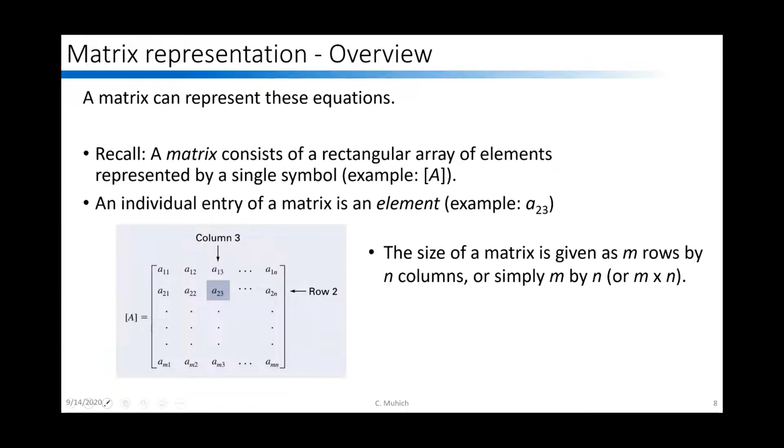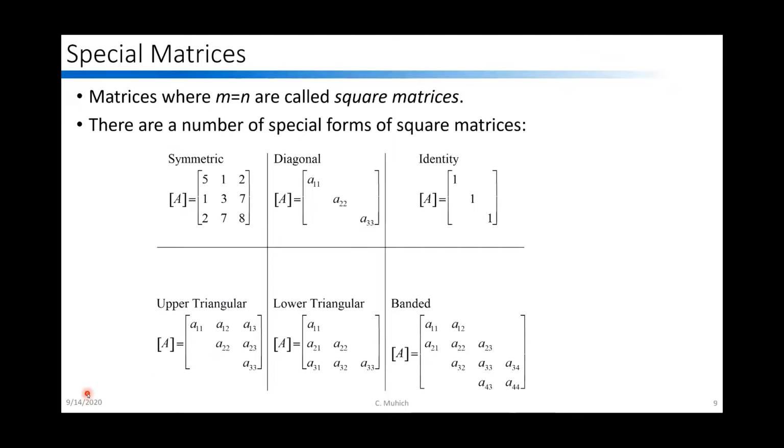Now that we've gone over some of the generalities of matrices, let's go through some special types of matrices. In particular, matrices where m is equal to n are called square matrices, because they form a square. Within square matrices, there's a subset of different types of matrices.